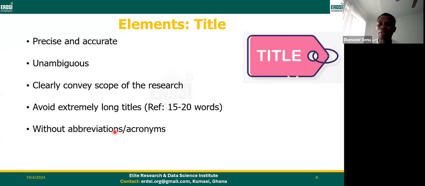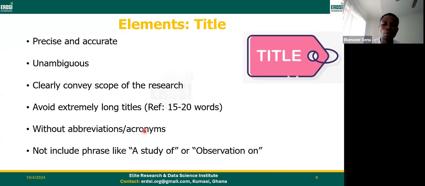abbreviation, except known abbreviations like HIV/AIDS. People will usually just go to Google Scholar and search prevalence of HIV/AIDS. Then you will see them coming. Other than that, there should be no abbreviations or acronyms in the title, and it should not include "a study of."